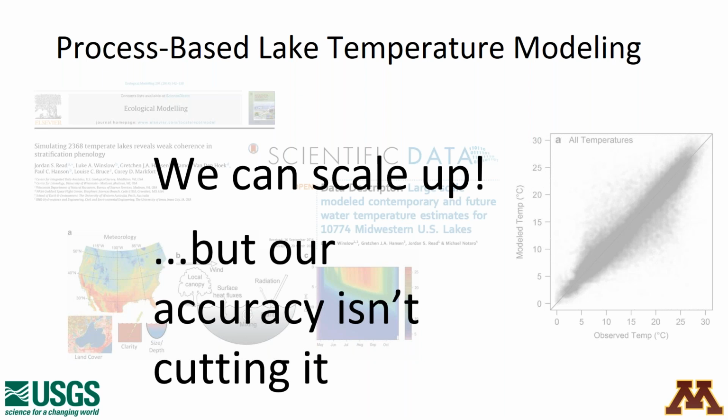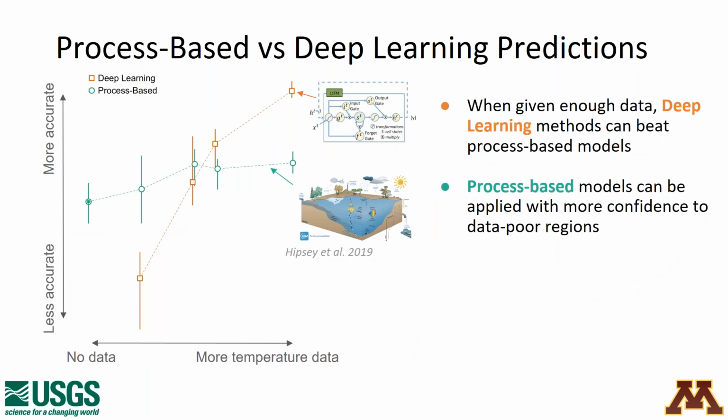The downside is that our accuracy just isn't good enough. These process-based models are effective in many systems, but simply put, some of the predictions we're making are not accurate enough for the decision makers to make use of those, and that is specifically related to some of the fisheries decisions about whether to stock fish or move on.